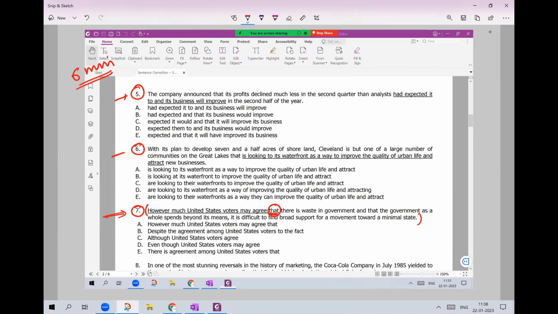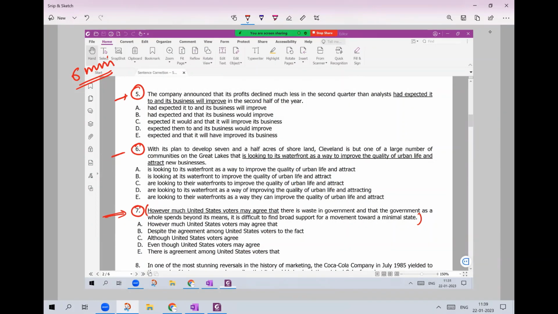Your first check is, is this "that" a pronoun or not? If at all this is a pronoun, this will go to United States voters. In fact, United States is an adjective for voters, but leave that now. So it will go to United States voters. Now imagine, read the sentence. However much United States voters may agree, United States voters, there is a waste in government. Makes no sense at all. So this "that" is not a pronoun at all. Be very sure about it.